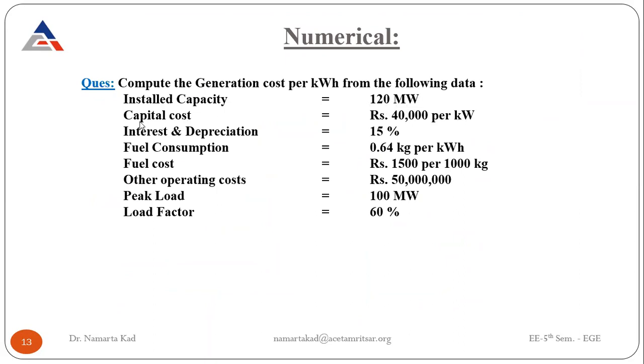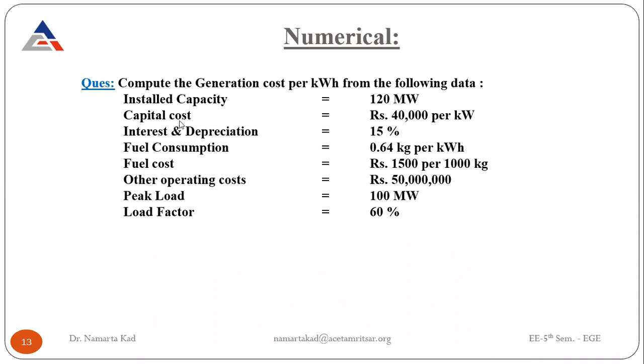Now see here, for calculating the net capital cost, you have to multiply it accordingly. This capital cost is given as 40,000 per kilowatt. For 1 kilowatt, it is 40,000, and what is the total capital cost for 120 megawatt? You have to calculate that. Then upon that capital cost, you have to calculate further interest and depreciation, that is 15%. 15% of what?